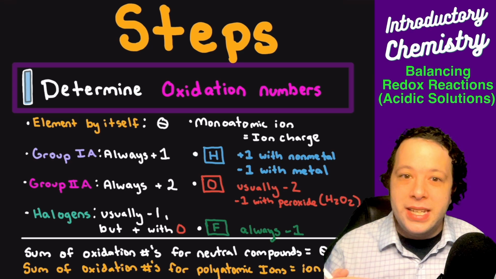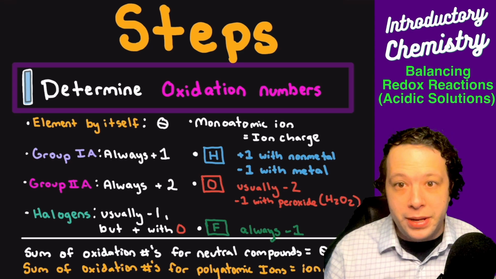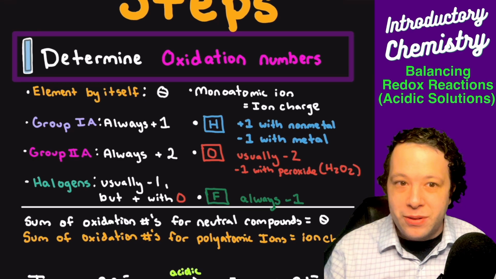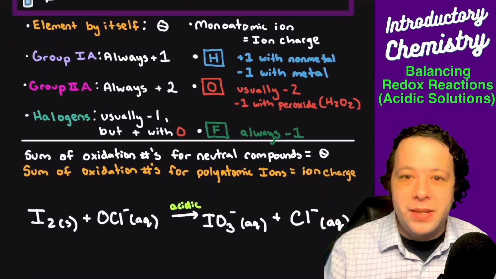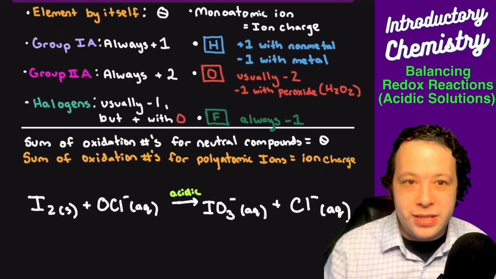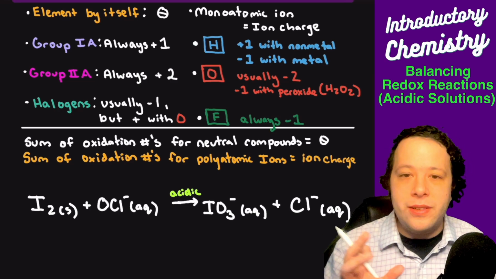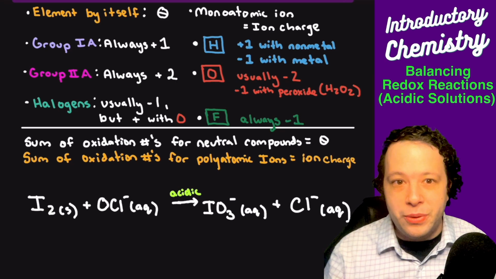Now, the biggest thing is that the sum of all the oxidation states has to equal the charge of the compound, meaning that if you have something that's neutral, it must be overall equal to 0. And if you have an actual ionic compound, then it has to equal the ionic charge. So we're going to go through this, identifying all of our states. The reason we do this is so that we can figure out what's being oxidized and what is being reduced within the given problem.